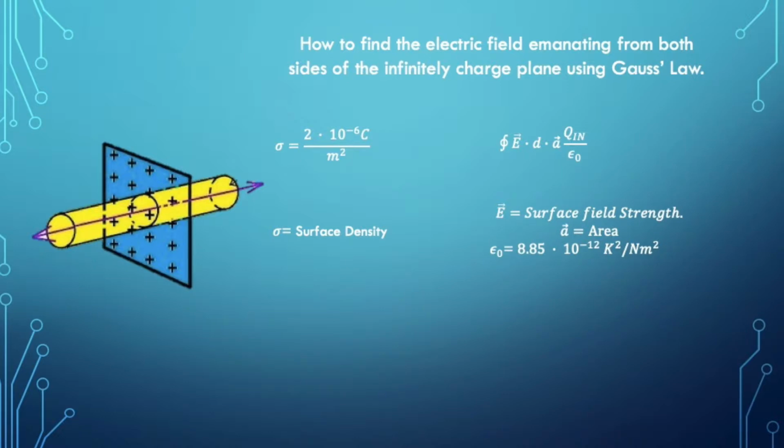Gauss's law here can also be used to find the electric field, which emanates from both sides of the plane. The equation initially is given as the integral of the electric field strength multiplied by the area is equal to the charge inside divided by epsilon naught, given epsilon naught is a constant, which is 8.85 multiplied by 10 to the power of -12 coulombs per Newton meters.